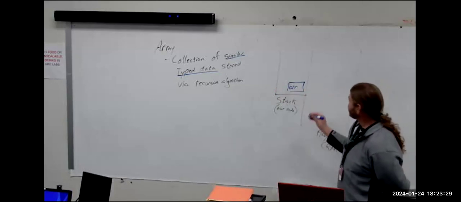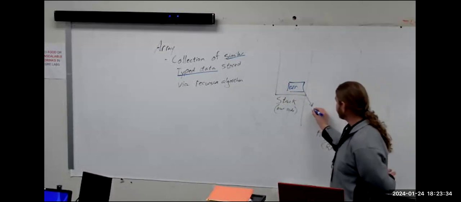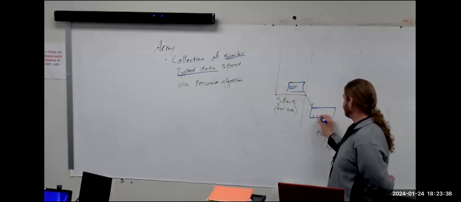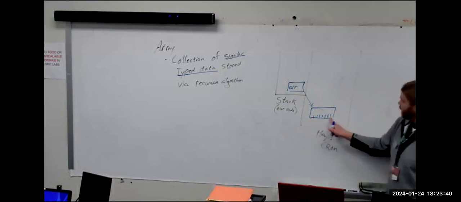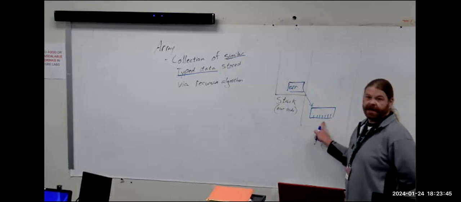So collection of similar type data. So we have a bunch of things. So this will point at the first one. I'm going to draw it like 8-bit integers, right? So 1, 2, 3, 4, 5, 6, 7. So we have 8 bits somewhere in RAM that hold the first number.